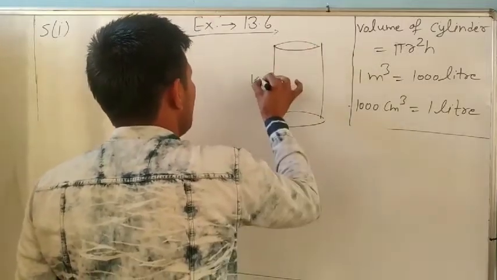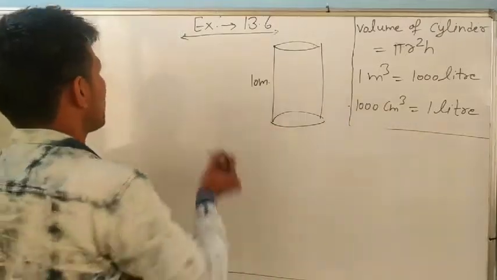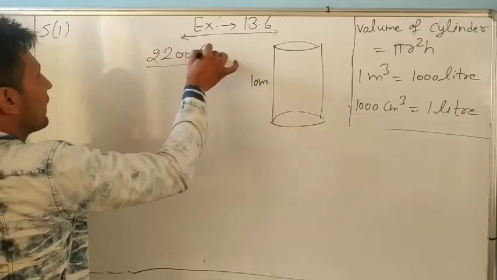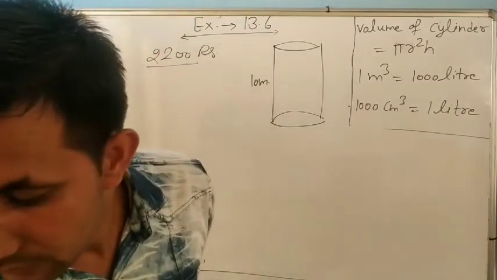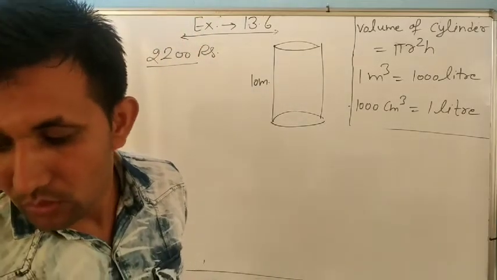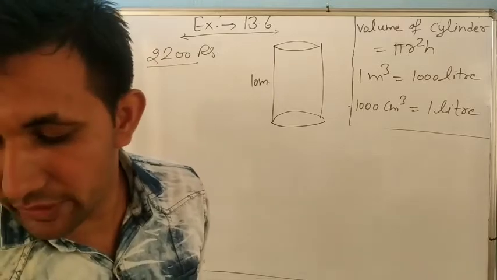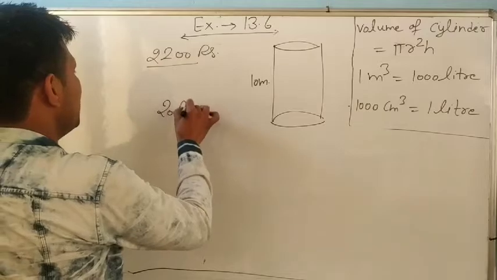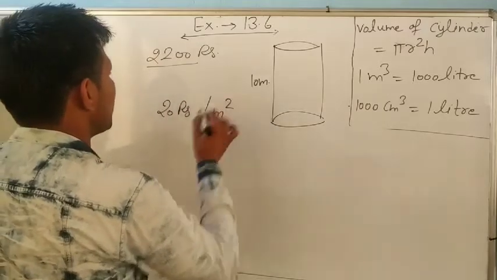And if you paint, the total cost is 2,200 rupees. But one more thing is given. What is the rate of the cost? The rate of the cost of painting is 20 rupees per meter square.